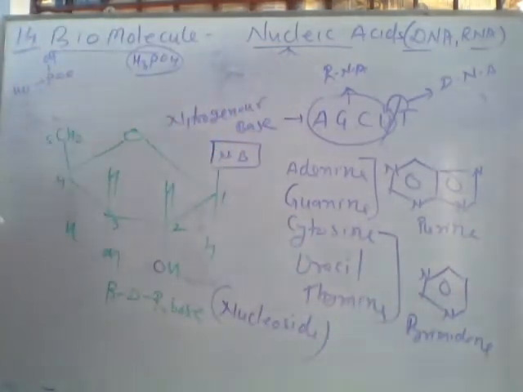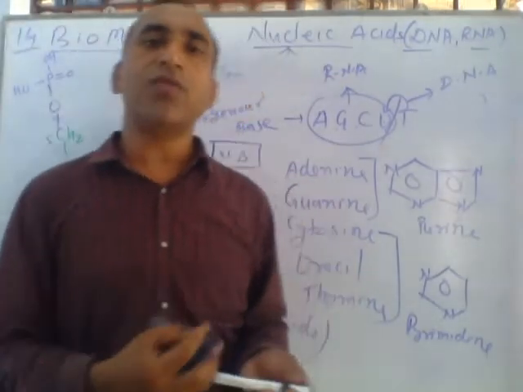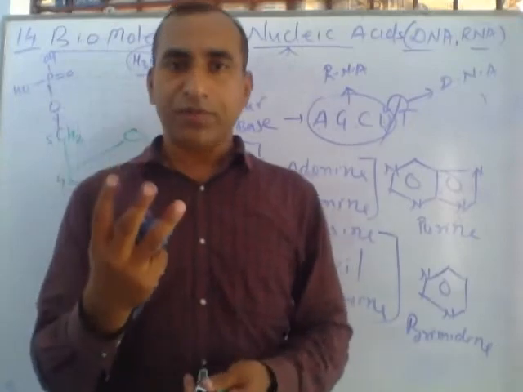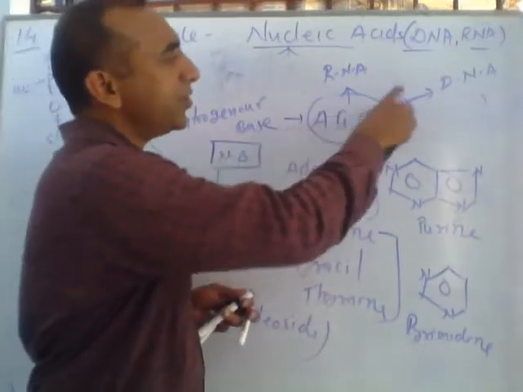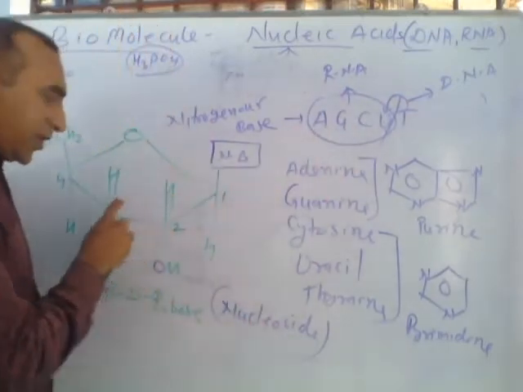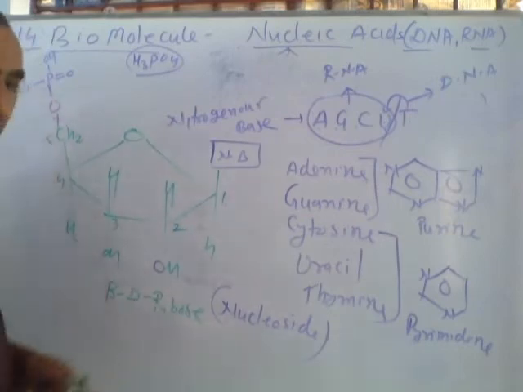Here, an O bond is formed between these two. So this is the new unit. In this new unit, three basic units are present. What are the three? First is nitrogen bases, any one out of these four. Second is sugar, and third is phosphorus.